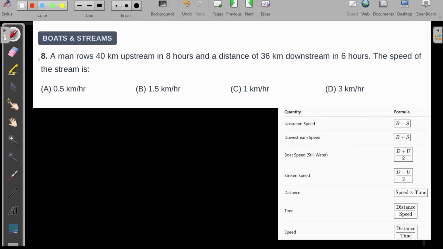Now let's move on to question number 8. Now this question number 8 deals with boat and stream. Now from the question, a man rows 40 km upstream in like 8 hours. So let me draw here upstream, which represents a stream. He covers a distance of 40 kilometers upstream in like 8 hours, and a distance of 36 km downstream in 6 hours. This one, let me draw with an arrow, downstream. He covers a distance of 36 km in like 6 hours.